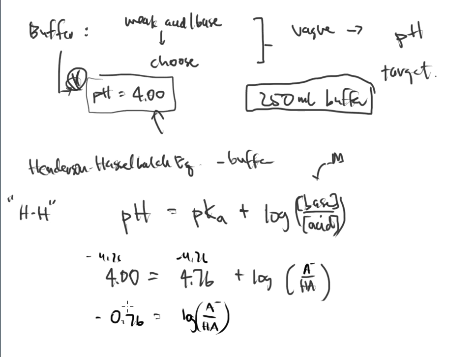So to solve this next step of the equation, I need to do the inverse log, right? So the way that we do inverse log is we take 10 to the whatever that number is supposed to be. So this is going to be 10 to the negative 0.76 is equal to 10 to the log of that. So that just cancels each other out. And what I'm left with is A minus over HA.